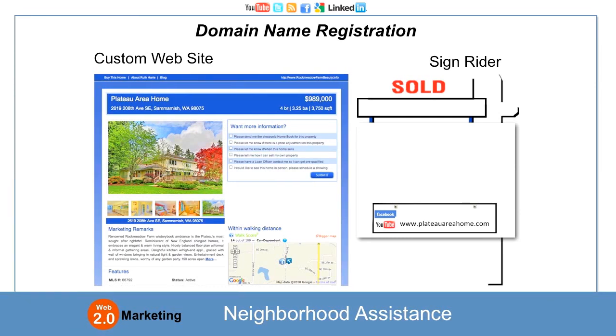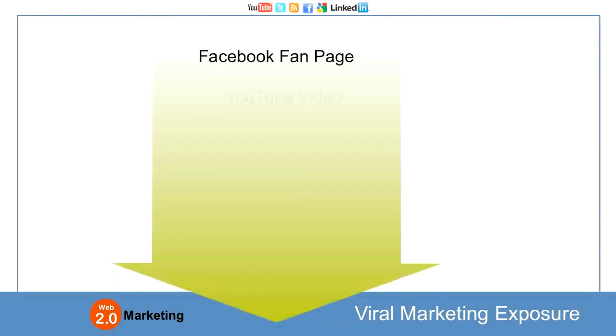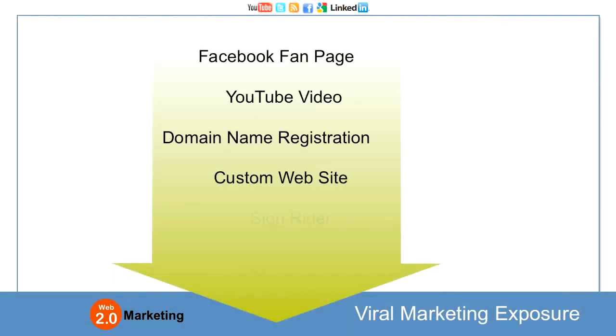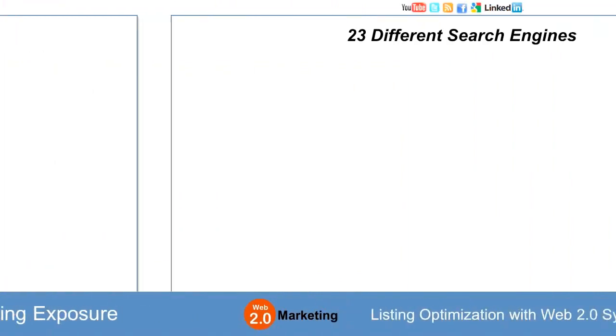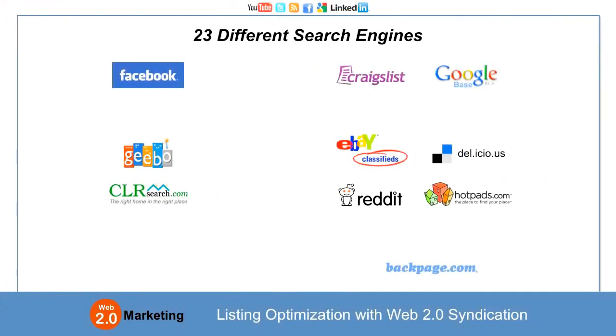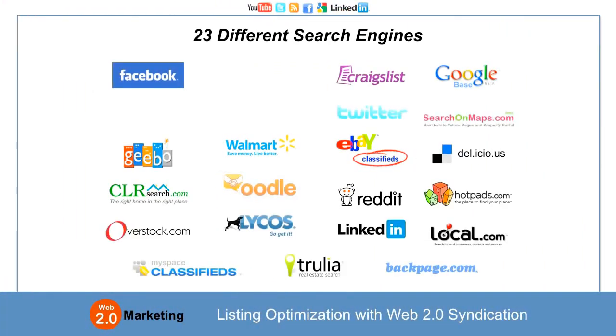Now let's do a recap. We have a Facebook fan page, a YouTube video, domain name registration, name strip writer, custom website, and we're going to do additional syndication. I mentioned earlier how any real estate agent is going to syndicate it out to the MLS and some of the big companies. We're going to push it out to over 23 different search engines. It means we're going to get the maximum amount of eyeballs looking at your home possible.